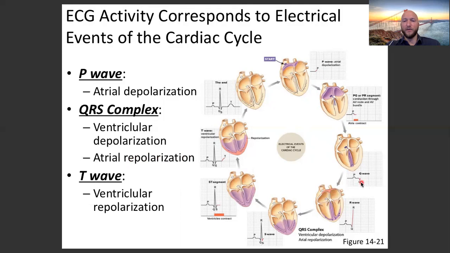So right here, we get the start of the Q wave, and then the R wave, and the S, the QRS complex right here. You can see how we go from contracting atria to relaxed atria, so we get atrial relaxation. And you can also see how the ventricle starts to contract. So two things happen during the QRS complex. They're both kind of hidden in there at the same time: ventricular depolarization, atrial repolarization.